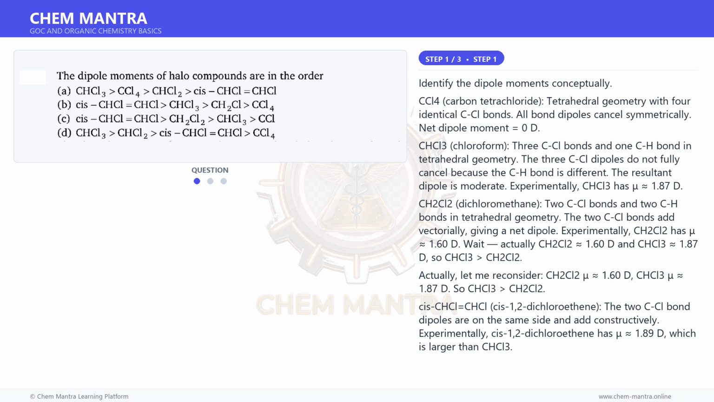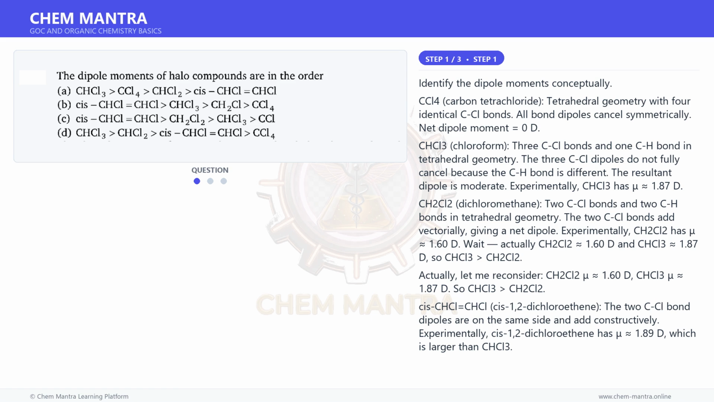Identify the dipole moments conceptually. CCl4, carbon tetrachloride: tetrahedral geometry with 4 identical C-Cl bonds. All bond dipoles cancel symmetrically. Net dipole moment is equal to 0 D. CHCl3, chloroform: 3 C-Cl bonds and 1 C-H bond in tetrahedral geometry. The 3 C-Cl dipoles do not fully cancel because the C-H bond is different. The resultant dipole is moderate.